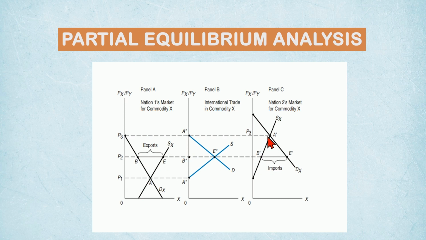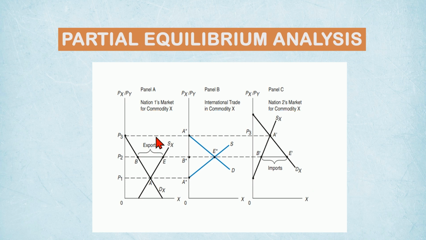And when price is P3, the foreign supply is equal to foreign demand. Therefore, foreign is not demanding anything, though this home country or country 1 is willing to supply a lot. But country 2 is not willing to buy anything. So no trade takes place. Here, country 1 is not willing to sell anything, but here there is a huge demand in country 2. But still the trade is not taking place.